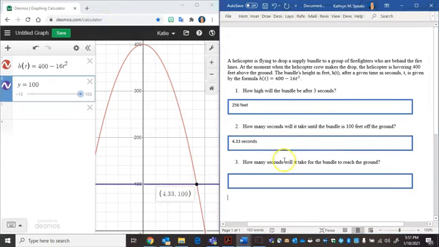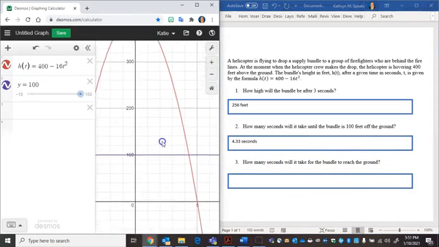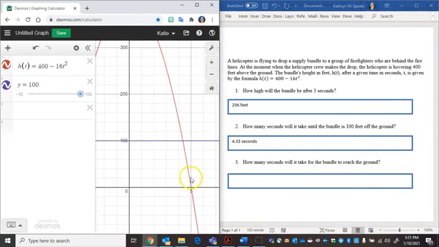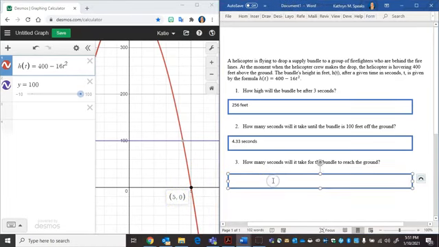How many seconds will it take for the bundle to reach the ground? Well, reaching the ground would be a height of 0. So I'm going to move my graph around, and for a height of 0, if I click on my graph, it gives me that point right there because that's an x-intercept. So 5, 0. That means it will take 5 seconds for the bundle to touch the ground and have a height of 0.